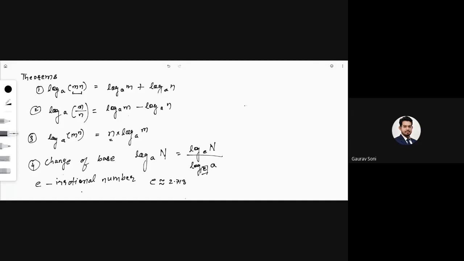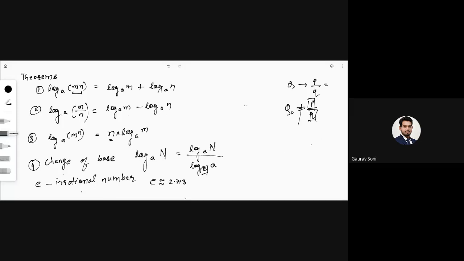What do we mean by an irrational number? It cannot be written in the form of p by q. Rational numbers you can write down in p by q form, and irrational numbers cannot be written in the form of p by q, where p and q are co-prime. Co-prime means there is no common factor in them. So an irrational number cannot be written in this form.